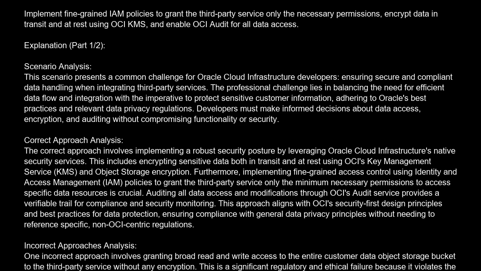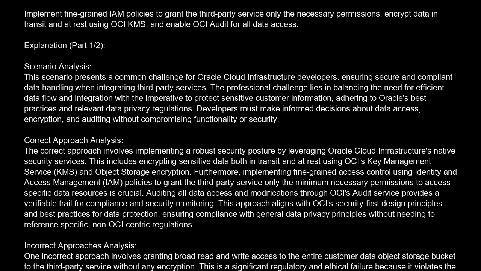Auditing all data access and modifications through OCI's audit service provides a verifiable trail for compliance and security monitoring. This approach aligns with OCI's security-first design principles and best practices for data protection, ensuring compliance with general data privacy principles without needing to reference specific, non-OCI-centric regulations.